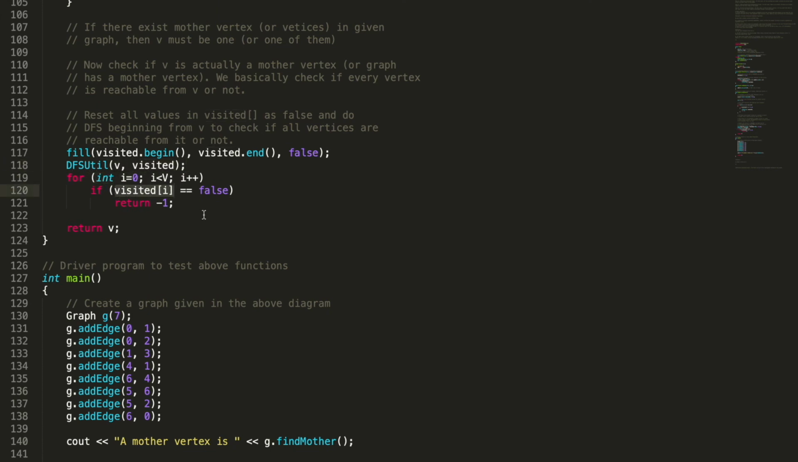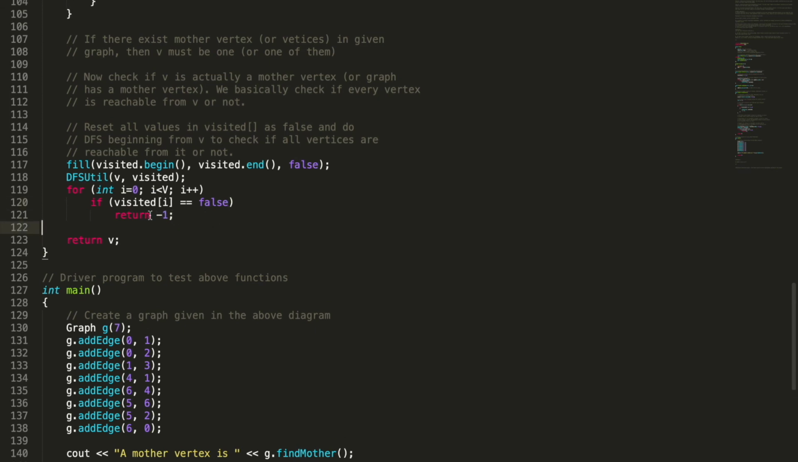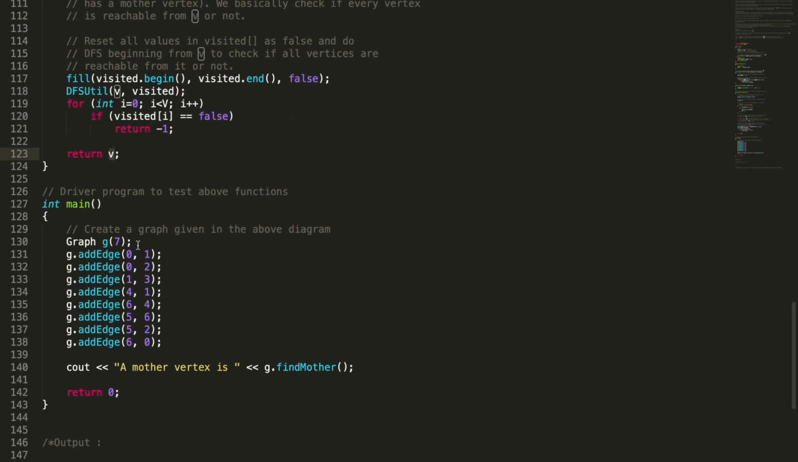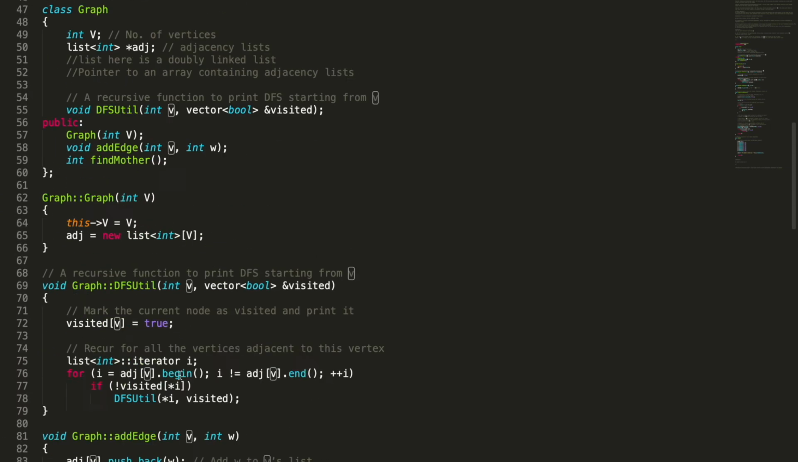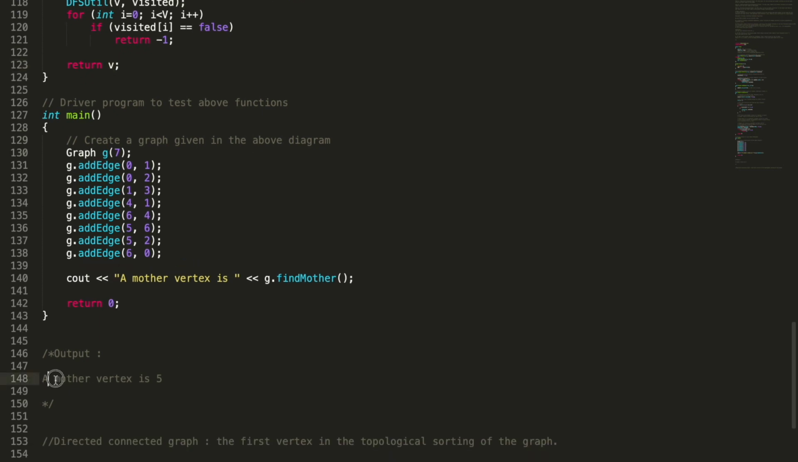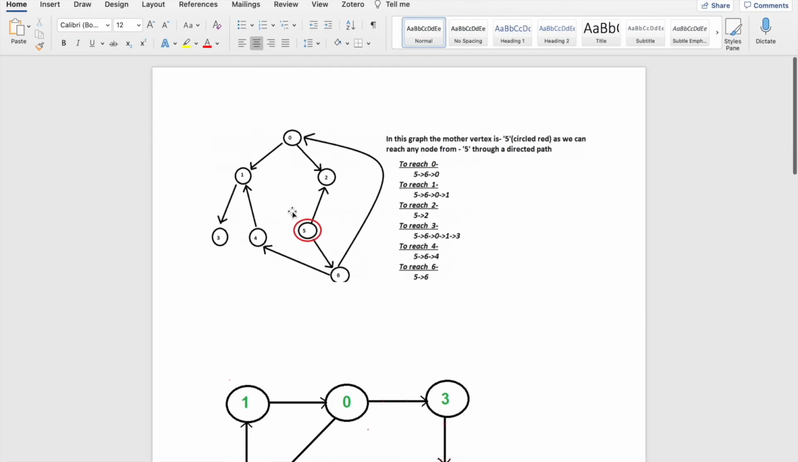So if it happens that even then there is some node in the visited array whose status is false, then it means the mother vertex that you thought you had found is not actually a mother vertex, right? Because you were not able to traverse all the nodes from there, so in that case you will return -1. But in case this thing doesn't happen, then you are going to return your vertex v, because you have successfully found your mother vertex. So this is the main logic behind finding a mother vertex, and the output would be 5 for this particular example.